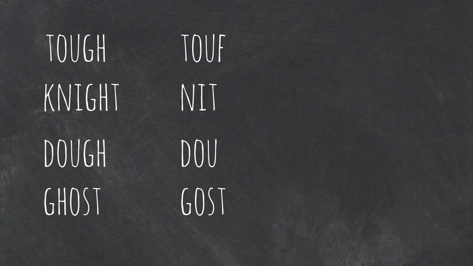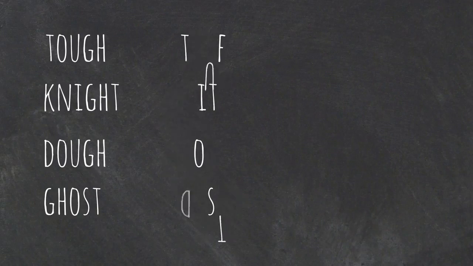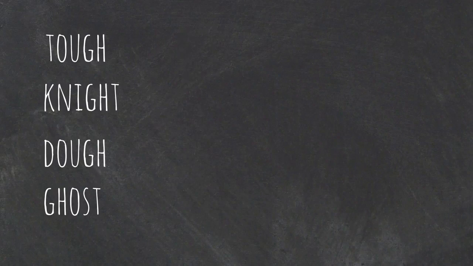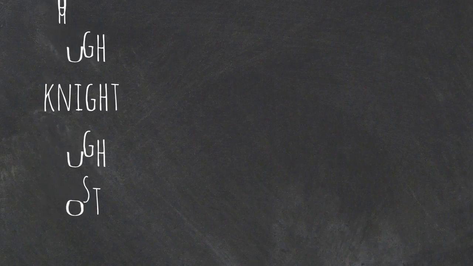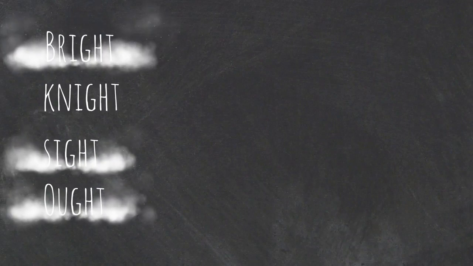In night and in doe, it's completely silent. And in ghost, it's making the sound we associate with the letter G. So, what do we do? Well, let's get rid of those. And in order to bring to the surface some of these generalizations, let's get rid of tough, doe, and ghost as well. And I'm going to bring in some different words.